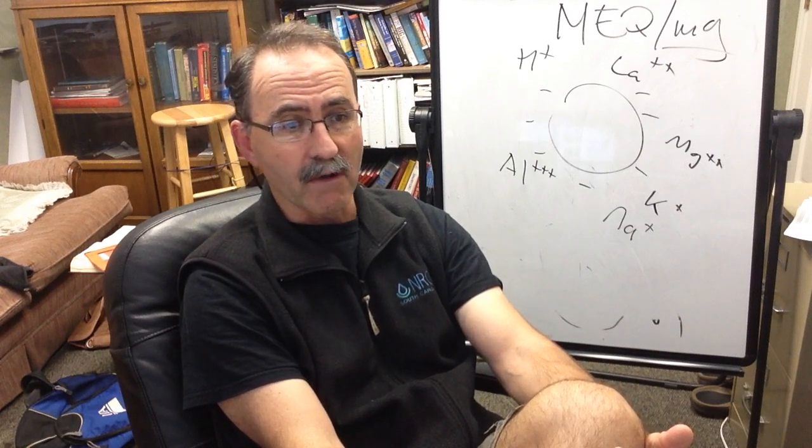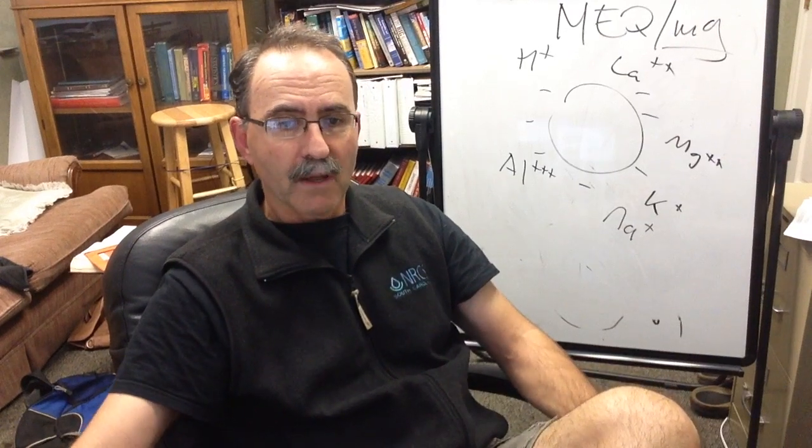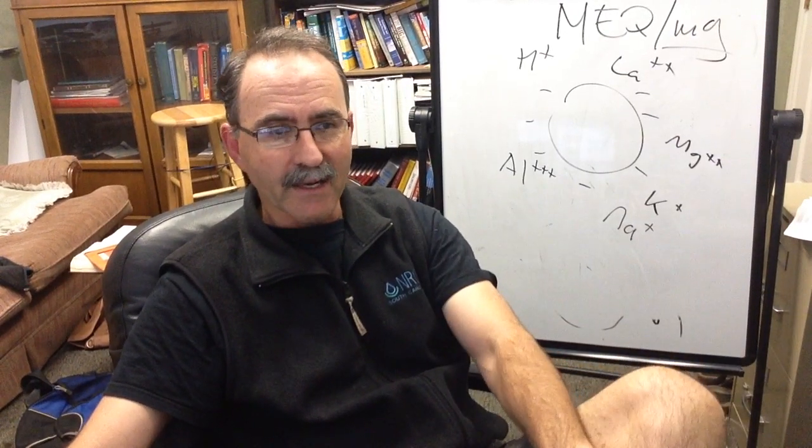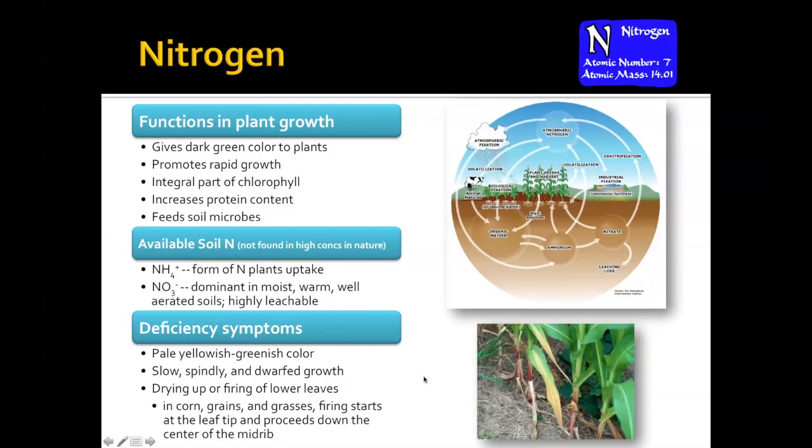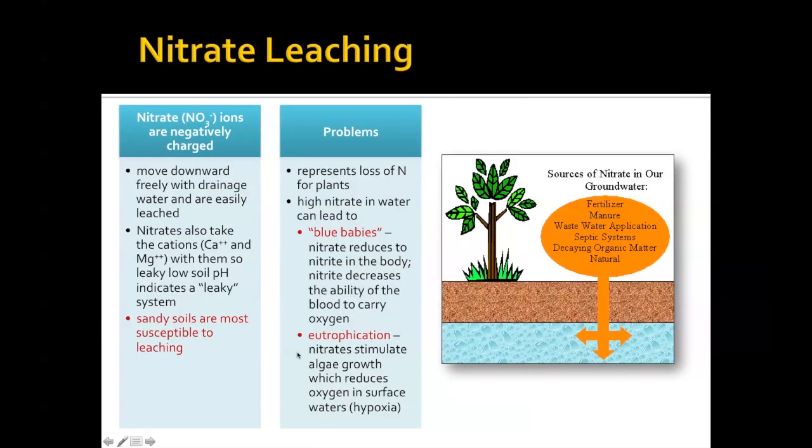A lack of nitrogen, number one, your plant's not going to grow. Number two, if you have an immediate lack of nitrogen, your plants are going to be pale and a little bit greenish yellow. And sometimes your lower leaves begin to fire, although that firing there is probably natural. So you can see that.